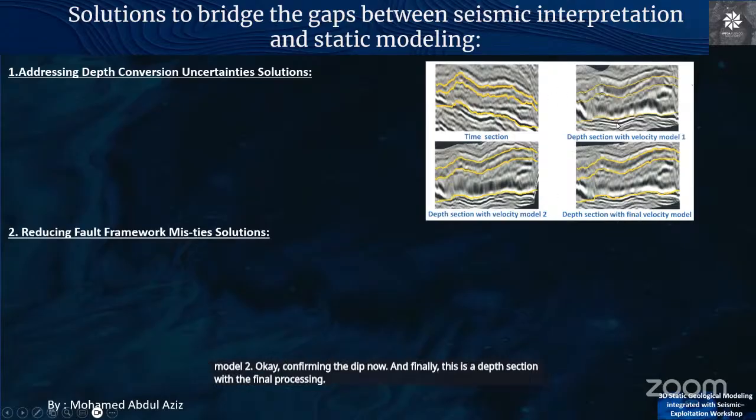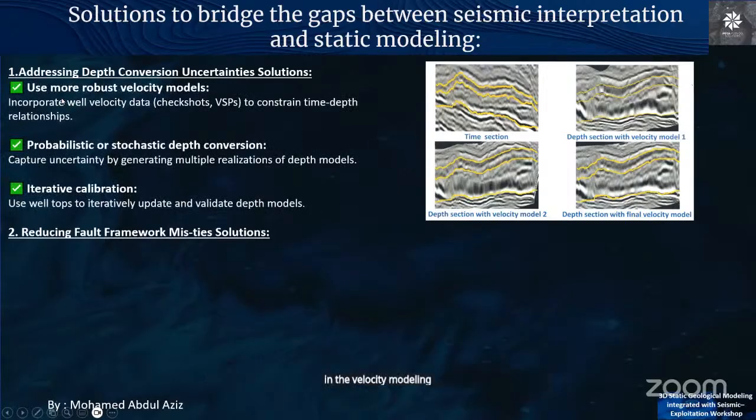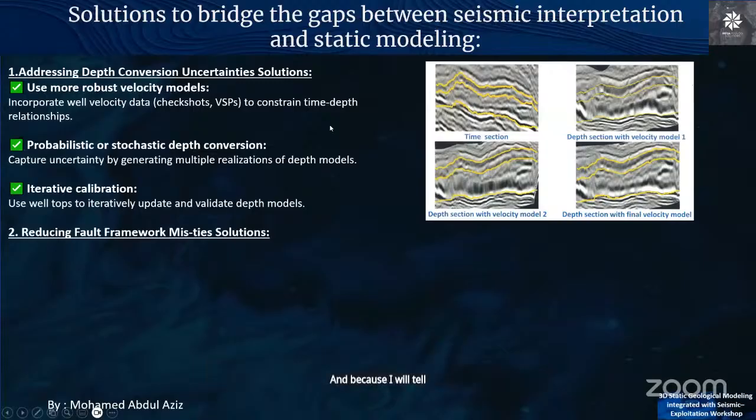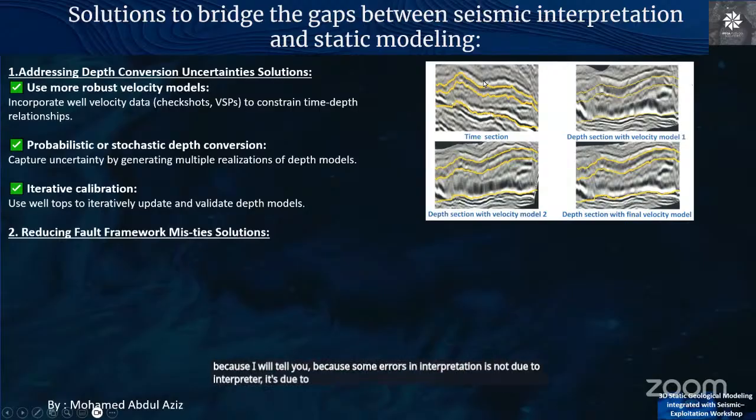So what is the error here? The error is the velocity in the velocity modeling. So my recommendations are to use more robust velocity models, and try to incorporate well velocity data like check-shot and VSP, which is solid data to constrain the time-depth relationship. Because I will tell you, some errors in interpretation are not due to the interpreter, they are due to velocity model problems.